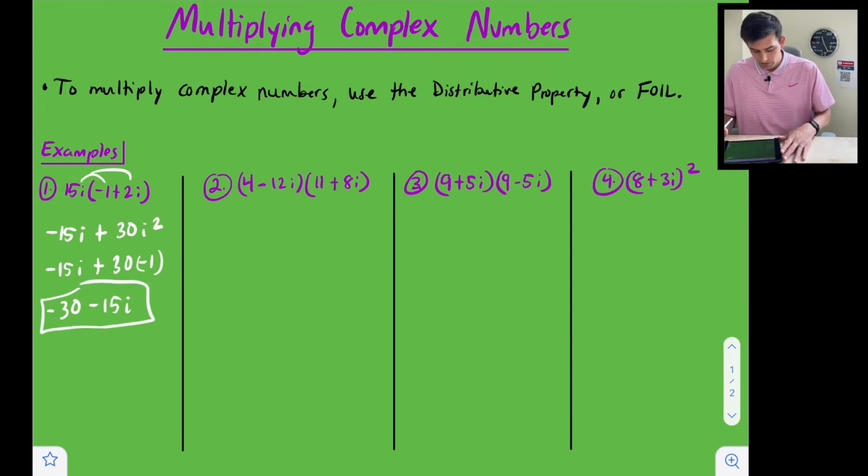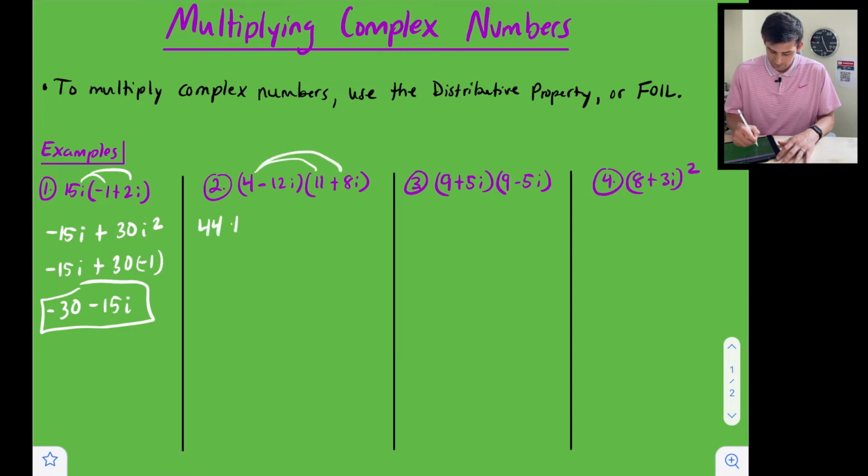So for number 2, we have 4 minus 12i times 11 plus 8i, and we're going to go ahead and FOIL this. So 4 times 11 would be 44. 4 times 8i would be plus 32i. This would be negative 132i. And then minus 96i squared. Okay, so now we have 44.